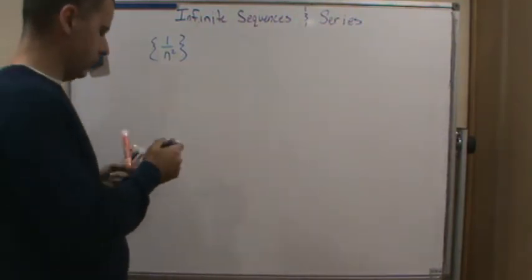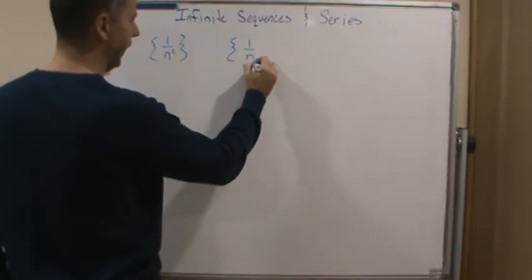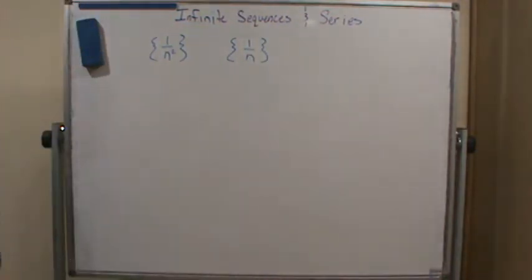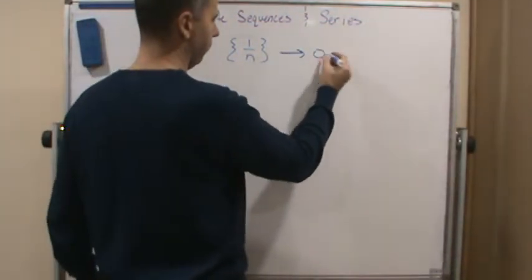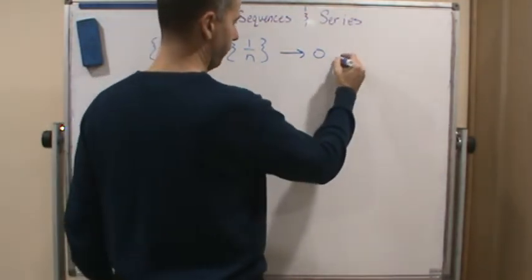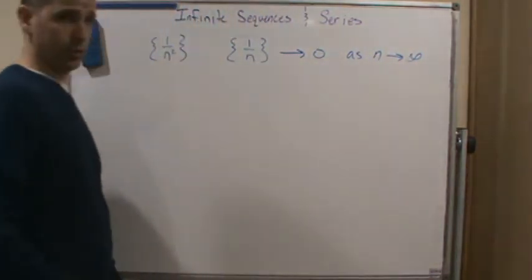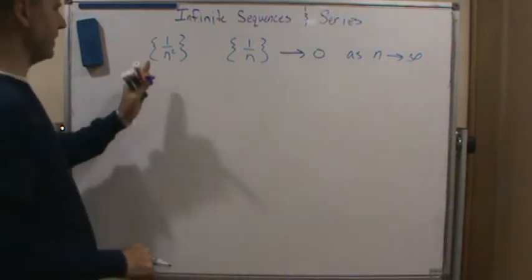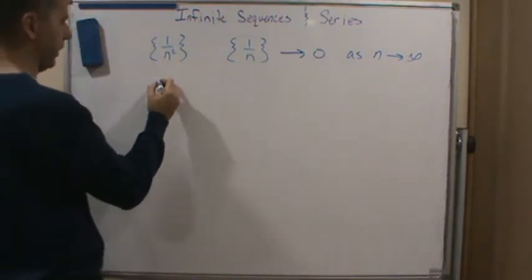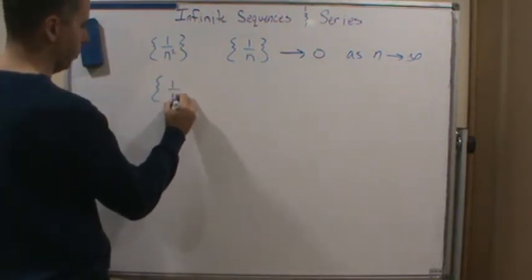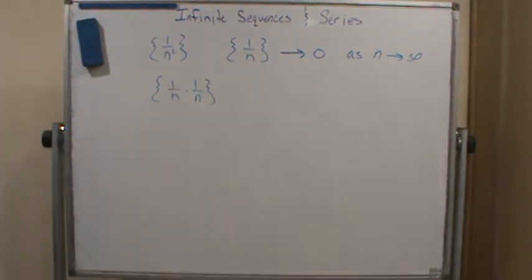Well, we know that the sequence of 1 over n converges, right? So this sequence approaches 0 as n approaches infinity, right? Well, then it makes sense that 1 over n squared is, because what is 1 over n squared? It's just 1 over n times 1 over n, right?